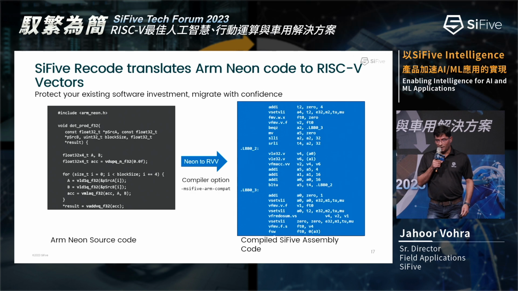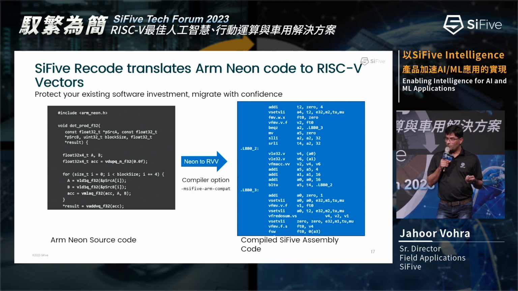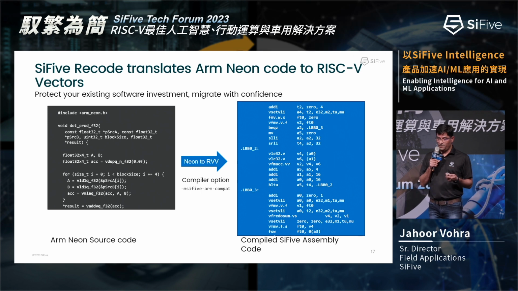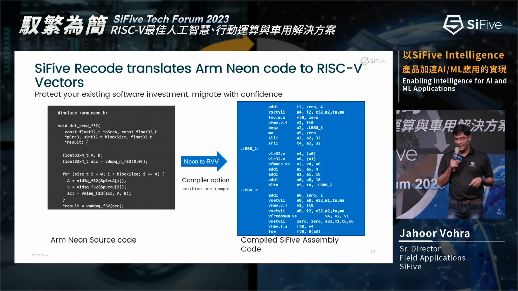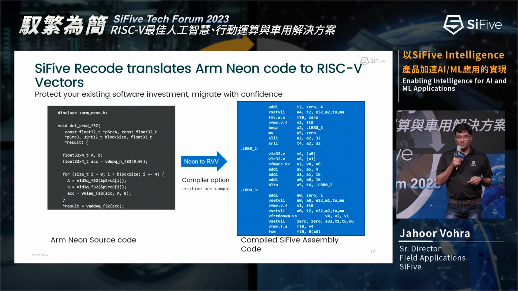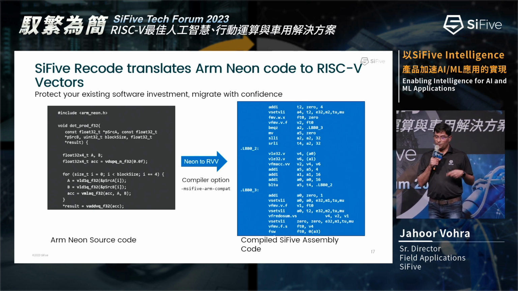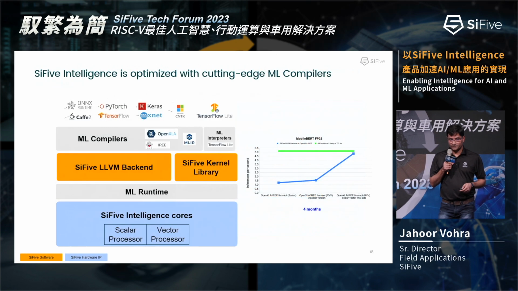Today, SiFive Recode initially supports Neon to RVV Intrinsics. There is a compiler flag that you can use to compile Neon Intrinsics into RISC-V vector Intrinsics.